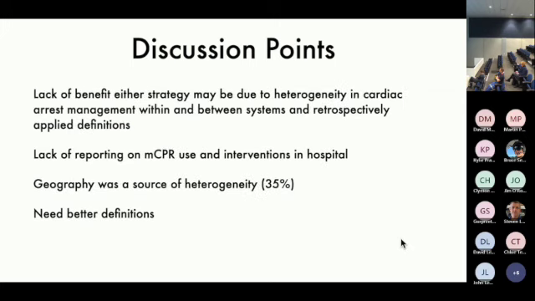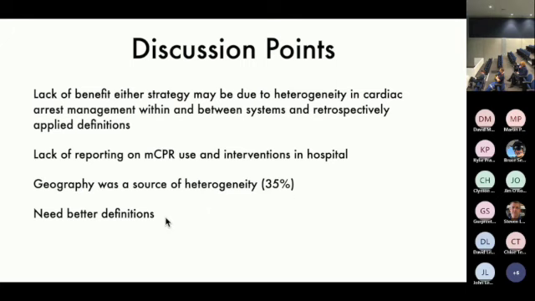So there's a lack of benefit in either strategy, which may be due to heterogeneity in cardiac arrest management within and between systems, and also retrospectively applied definitions. I would say, though, in all the papers, there's a lack of reporting on mechanical CPR use. So for those patients who are expedited, we're not sure how many had mechanical CPR and therefore guaranteed chest compressions in transport. And also there was very limited information on the interventions performed in the hospital in terms of cath lab or ECMO. And the geography in terms of east-west was a significant source of heterogeneity, making up about a third of the overall heterogeneity in the studies.